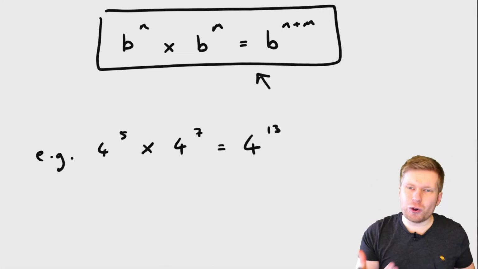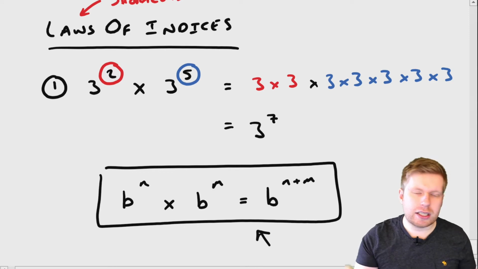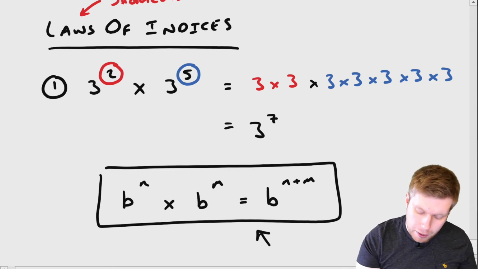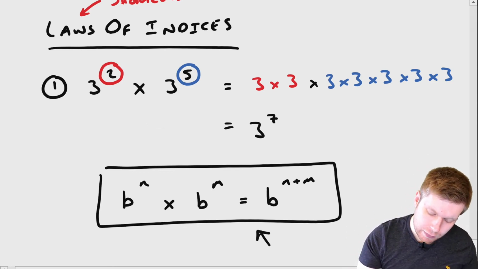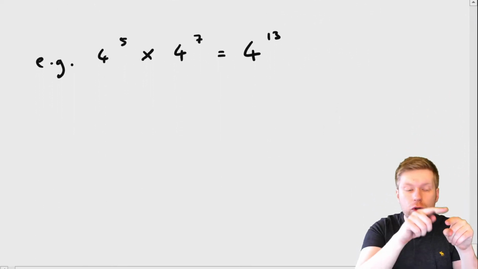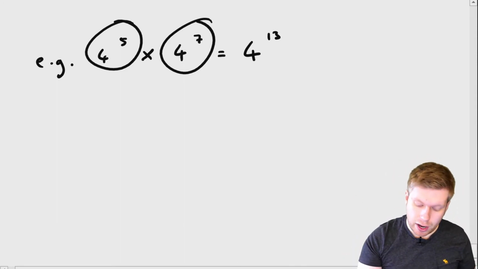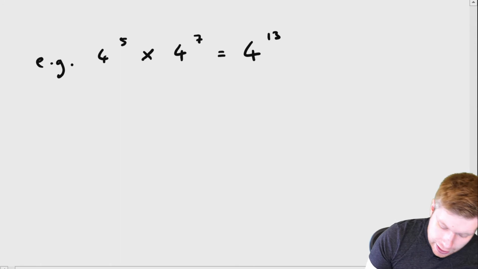So you notice this is all about shortcuts, right? I've realized what's going on. I just simply need to add the two powers together if I'm multiplying numbers with the same base. Which means that I can shortcut this and I don't have to write out 4 times 4 times 4 times 4 times 4 for 4 to the power of 5, and then 4 multiplied by itself 7 times. I just realize I should add the powers together.